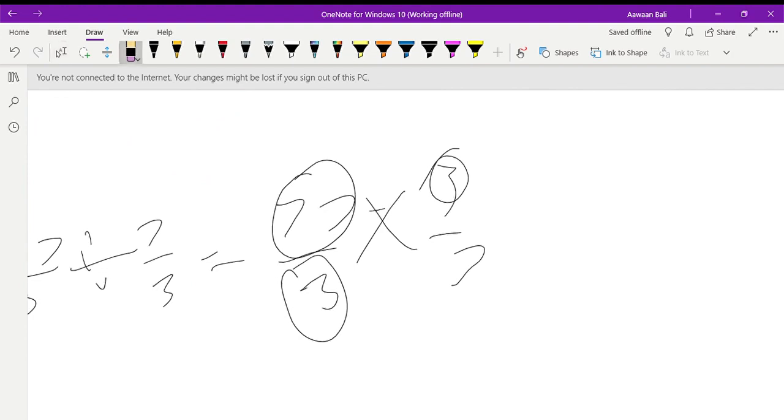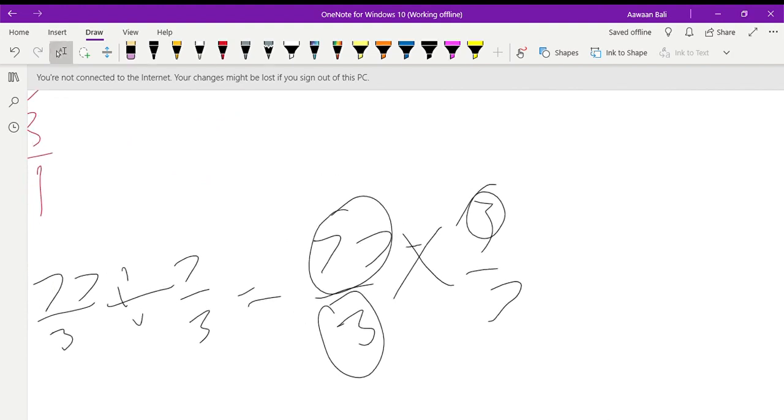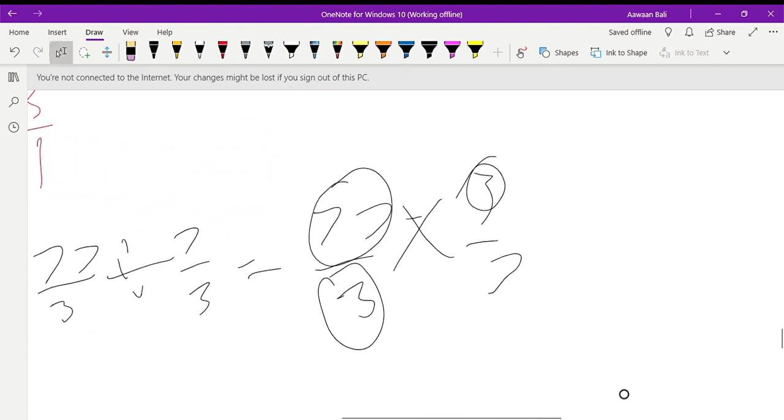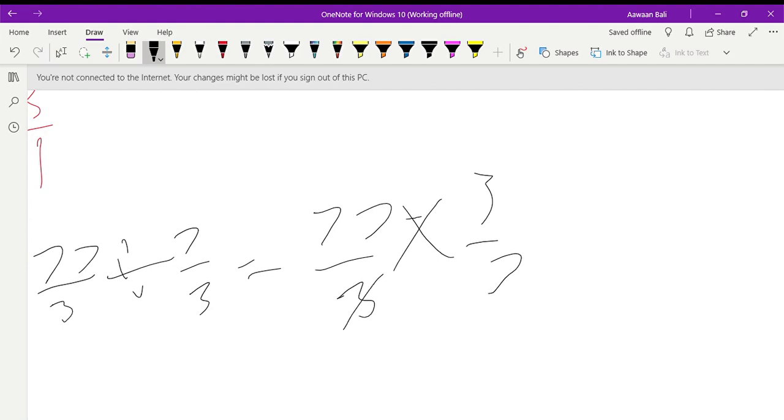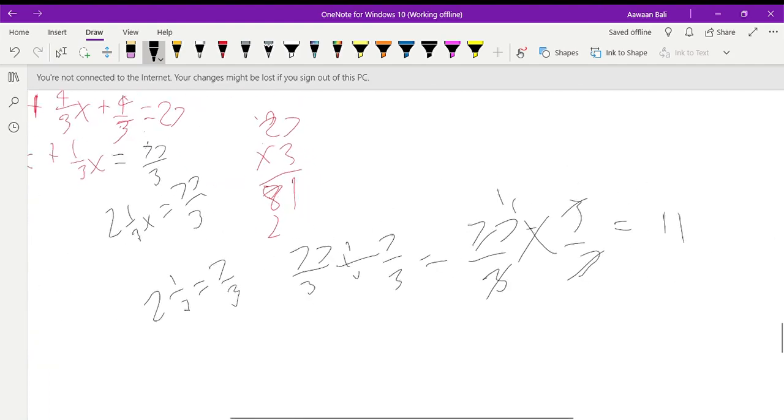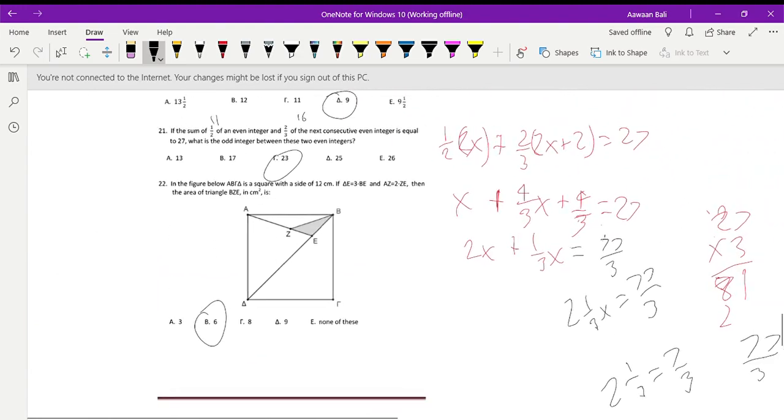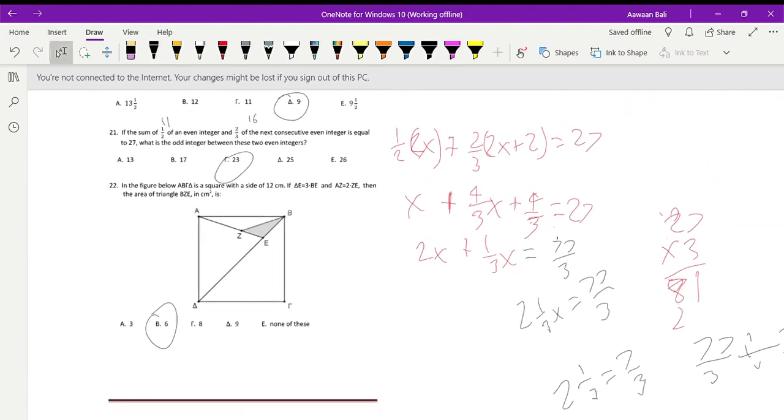You must have got the idea by now. If you haven't, it's okay. You can cancel the 3 with the 3, and 77 divided by 7 is definitely 11. So the 7 becomes a 1, and the 77 becomes 11. Easy peasy. So 11 is the only thing left. So the answer you would get is 11.